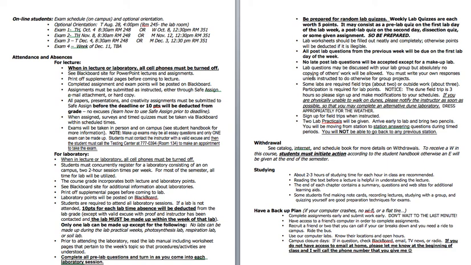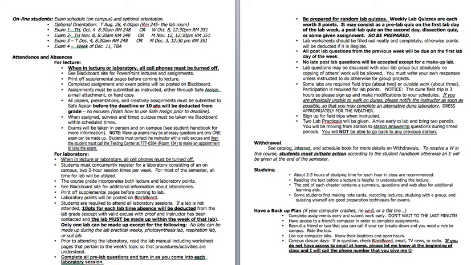Your exams for this class are given in the testing center, and you'll need to make an appointment with the testing center to take those exams. The dates are listed here that you may take them, and we'll talk more about that on the first evening of lab, but I just wanted you to be aware that you will be responsible for making your appointment to take those exams in the testing center.